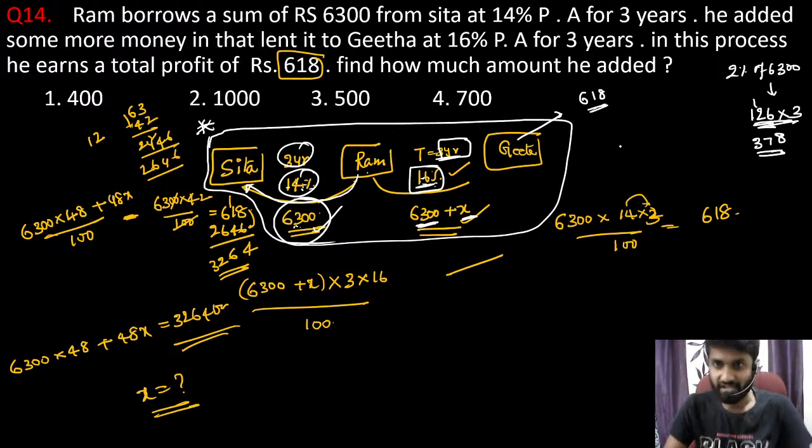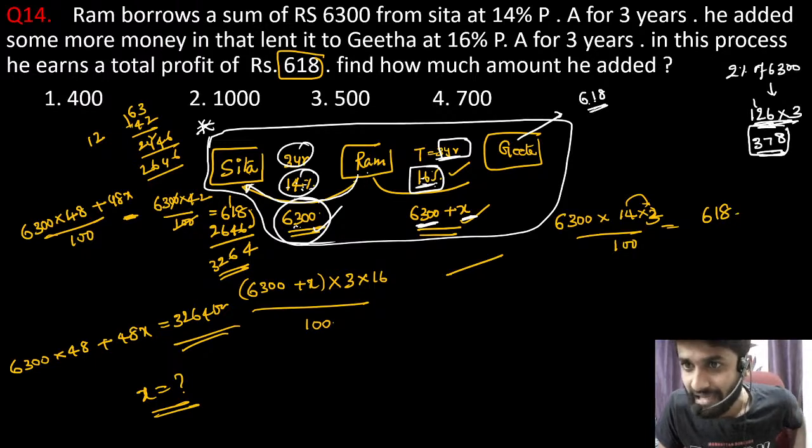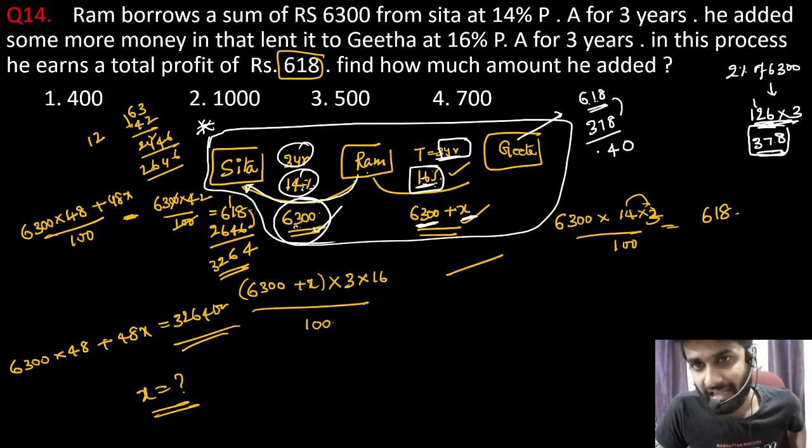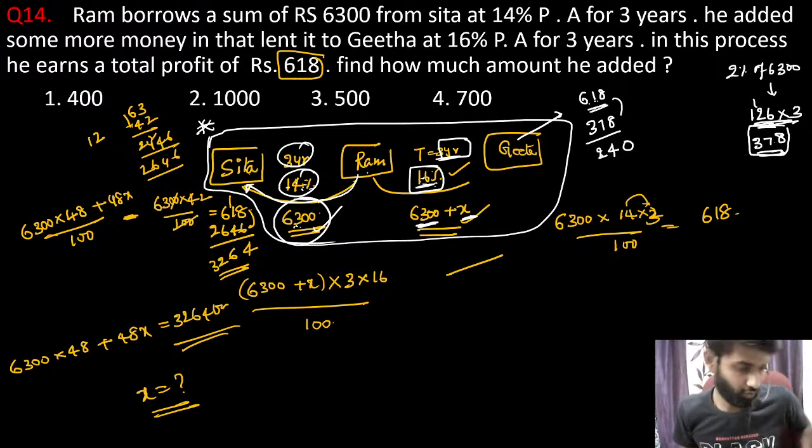Now what is your observation? Out of 618 rupees, 378 rupees is the profit he earns because of these 6,300. Now see, you just subtract 378 here. 8 minus 8 is equal to 0. 11 minus 7 is equal to 4. And again here 5 minus 3 is equal to 2, so 240.